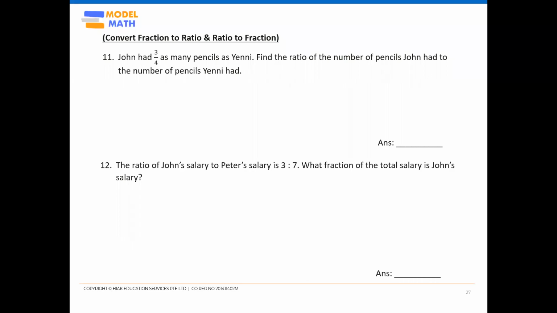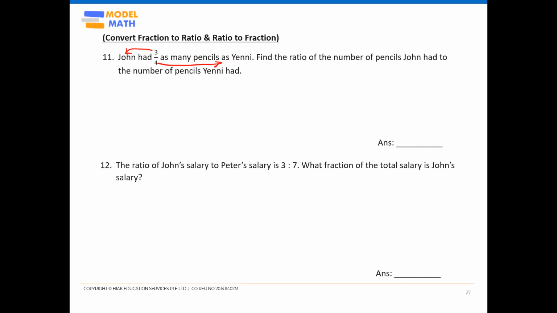John had 3/4 as many pencils as Yenni. Find the ratio of the number of pencils John had to the number of pencils Yenni had. So back to our fractions fundamentals, when we read this statement, we have to understand that the 3 units here belongs to John, and the 4 units in the denominator belongs to Yenni.